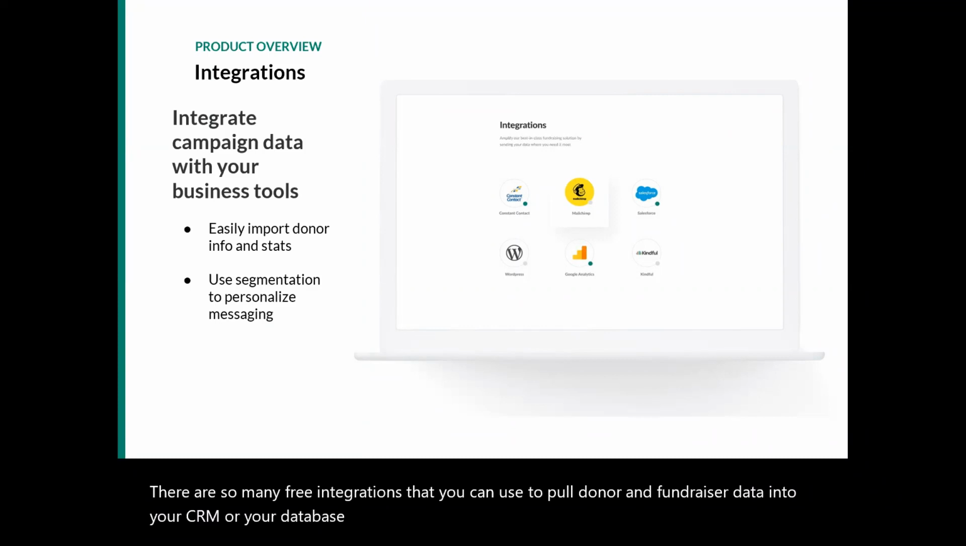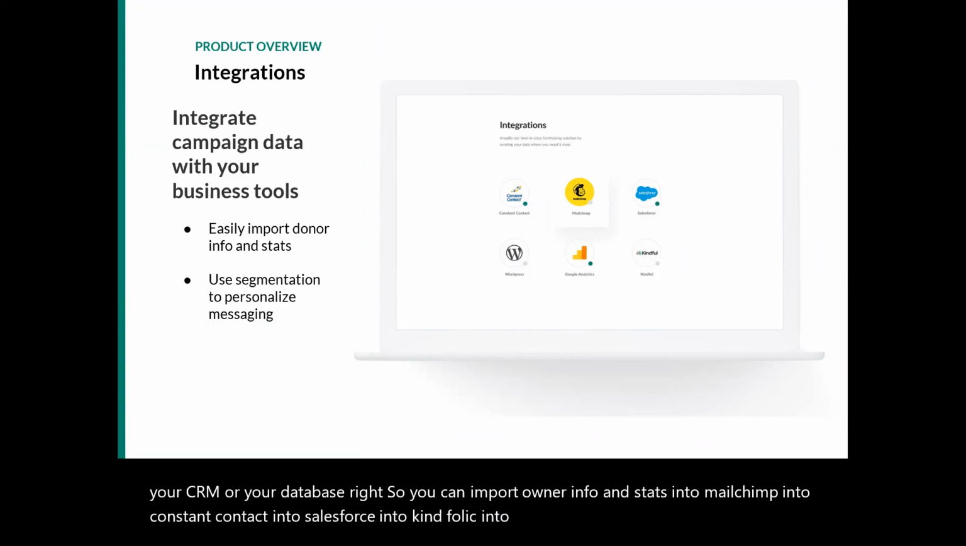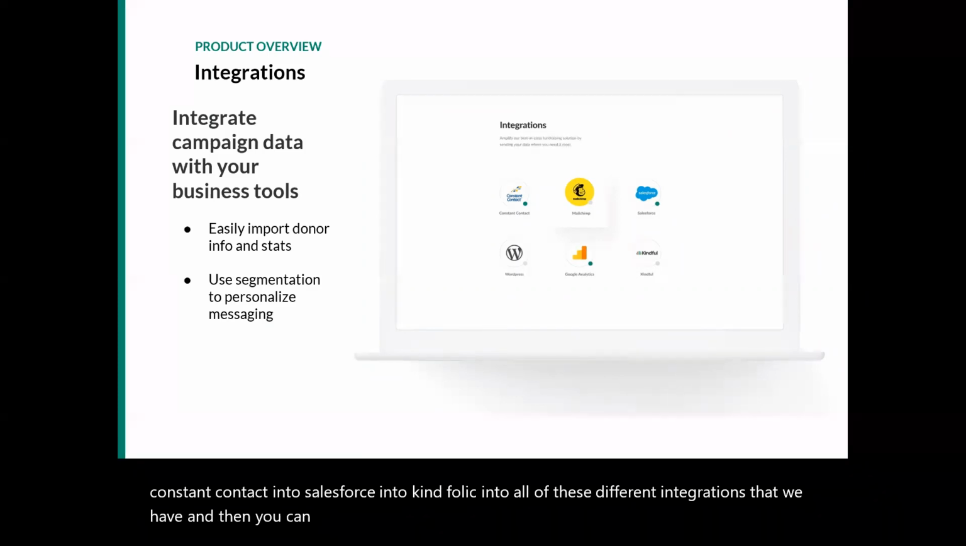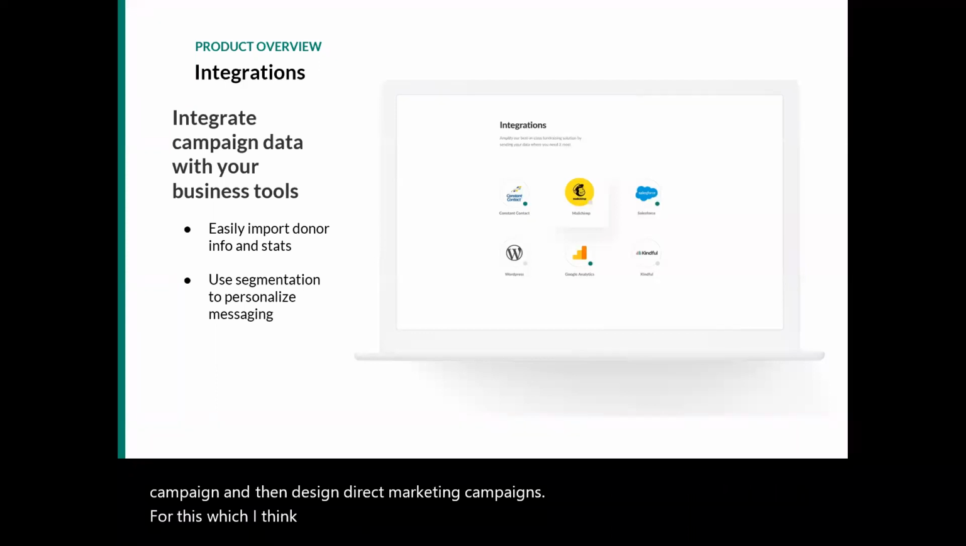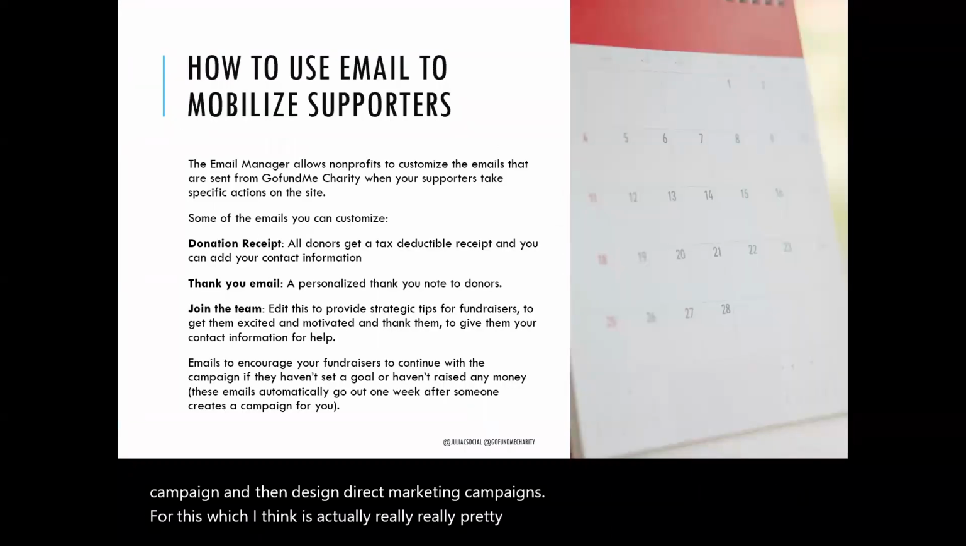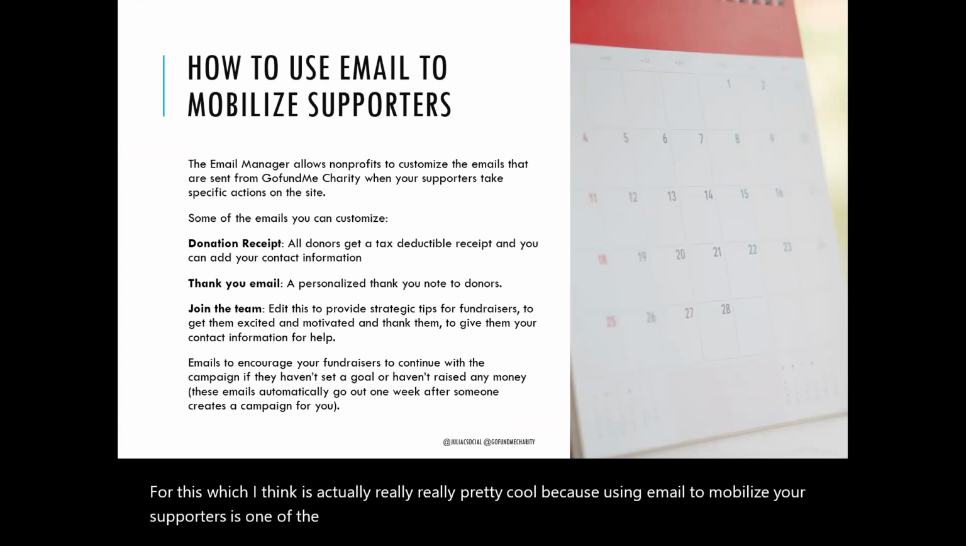So you can import donor info and stats into MailChimp, into Constant Contact, into Salesforce, into Kindful, like into all of these different integrations that we have. And then you can use segmentation to personalize communications for the campaign, and then design direct marketing campaigns for this, which I think is actually really pretty cool, because using email to mobilize your supporters is one of the most effective ways to get people's attention.